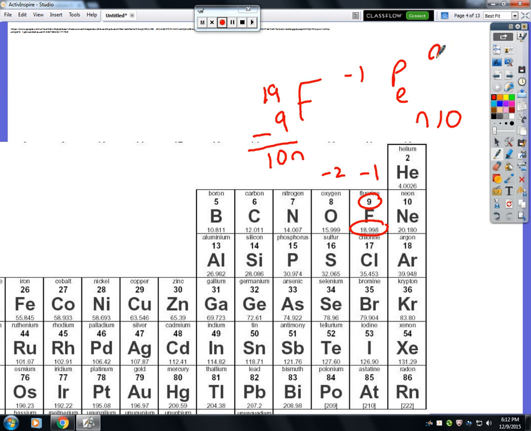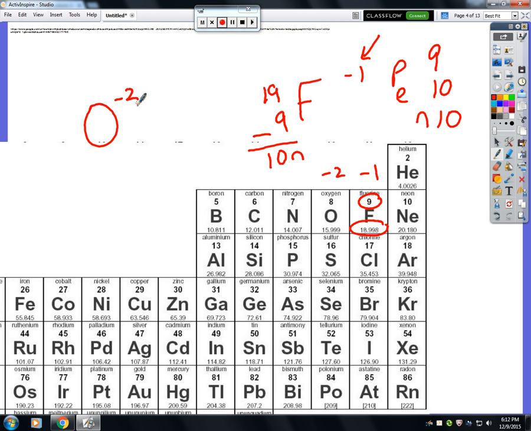I know I have 9 protons. I have an extra electron because it's gained an electron, so I have 10 electrons for a total of a -1 charge. Oxide, -2. What do I have here?